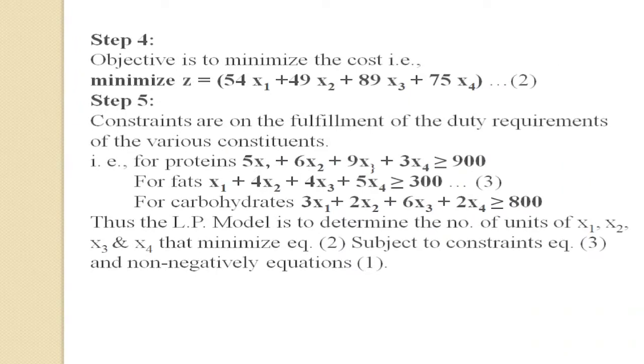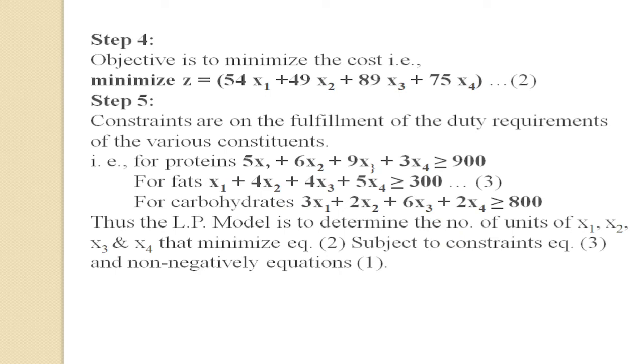The objective is to minimize the cost, that is, minimize z equal to 54x1 plus 49x2 plus 89x3 plus 75x4. Step 5, the constraints are the fulfillment of the dietary requirements of the various constituents. For proteins, 5x1 plus 6x2 plus 9x3 plus 3x4 greater than or equal to 900. For fats, x1 plus 4x2 plus 4x3 plus 5x4 greater than or equal to 300. For carbohydrates, 3x1 plus 2x2 plus 6x3 plus 2x4 greater than or equal to 800.